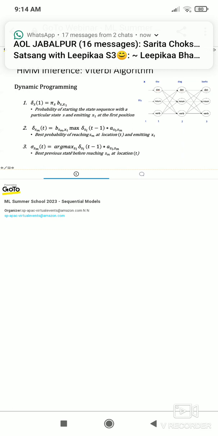And in order to decode the best possible sequence, similar to the backtracking pointer in dynamic programming, here we use sigma to backtrack the best possible state sequence, which is the argmax over S, which keeps track of what is the best possible previous state.